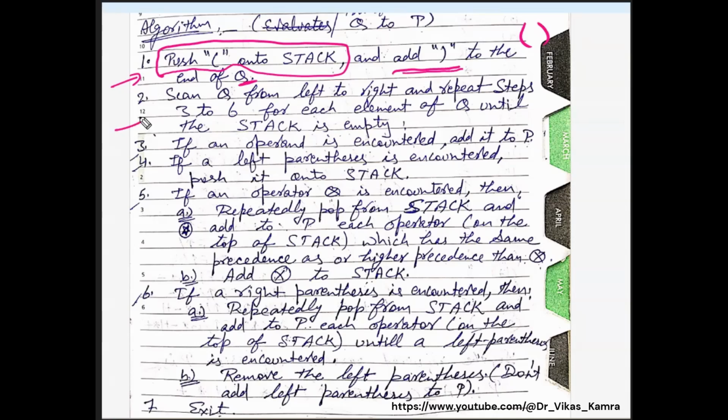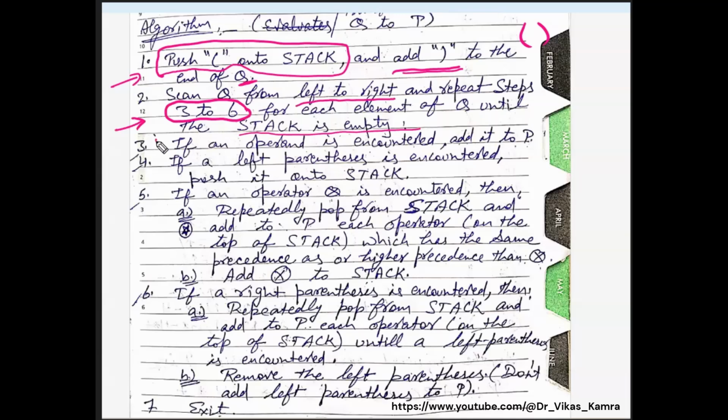Now step 2 of the algorithm says that you need to scan the given expression from left to right, one symbol at a time, and repeat steps 3, 4, 5, 6 until the stack is empty. So I'm explaining once again. Step number 2 is a loop which scans the given expression from left to right, symbol by symbol, and repeats steps 3, 4, 5, 6 until the stack is empty.